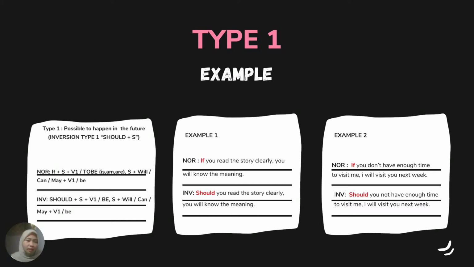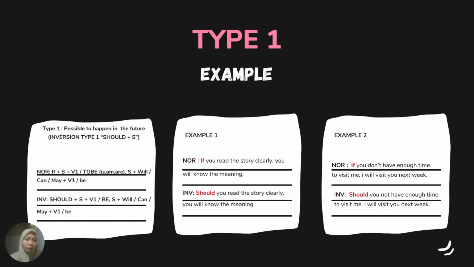So for the normal pattern, we have: if you read the story clearly, you will know the meaning. And when it becomes an inversion sentence, it becomes: should you read the story clearly, you will know the meaning. So what we have to notice is we remove if and replace it with should. And the formula for the rest of the sentence is still the same: should plus subject plus verb 1 or be.